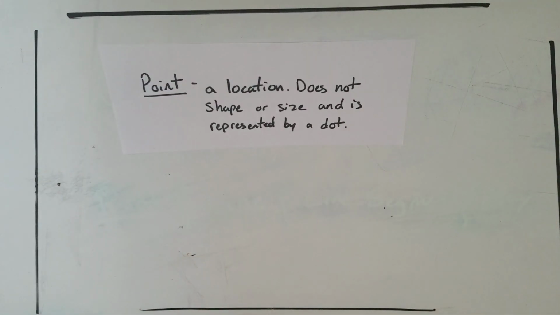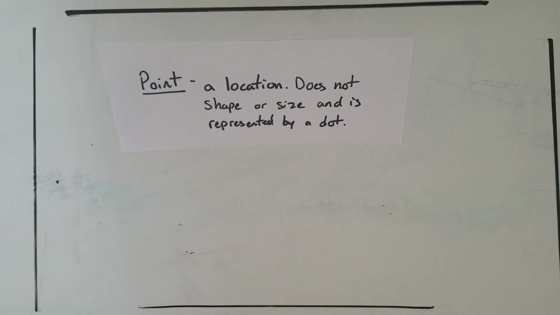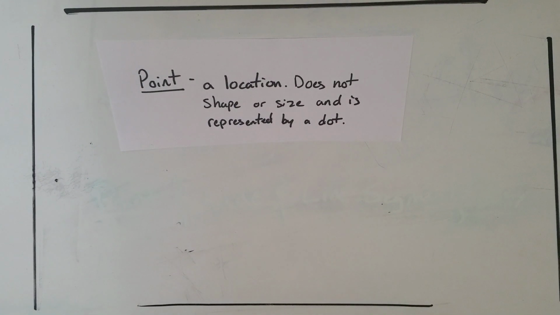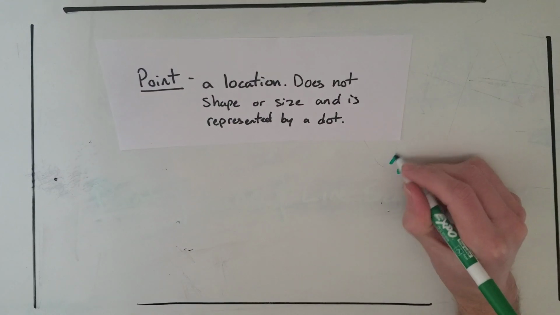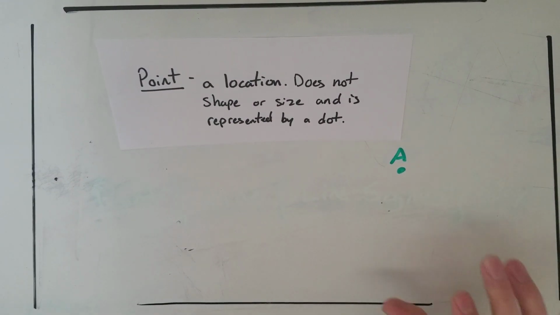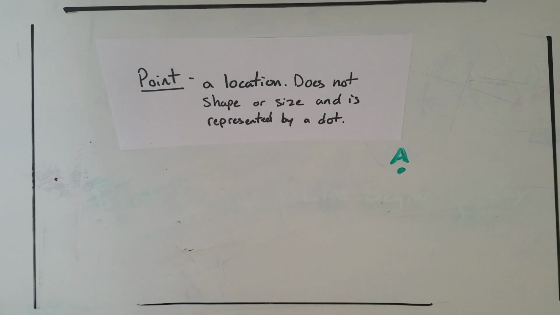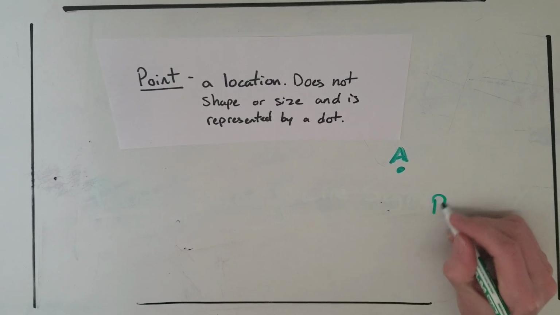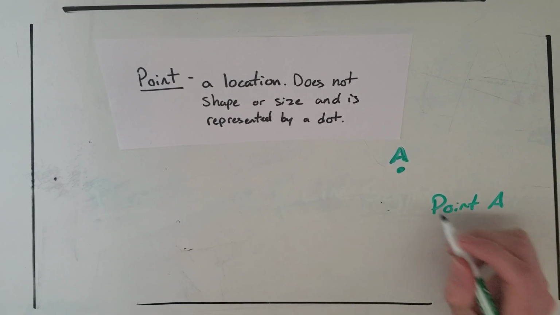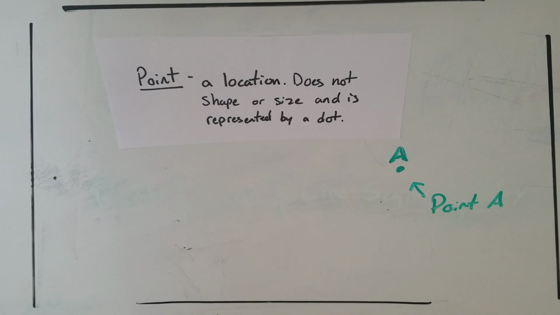So we're going to start off with a point. So a point is a location. It does not have size or shape, which means it can't really be measured. There's no length to it, and it's represented by a dot. So an example of a point would just be wherever you are. Right here, we can call it point A if we want. When you're notating a point, you always use a capital letter. That way we know we're talking about a point. You could write this as just saying this would be point A. That's our notation for it.